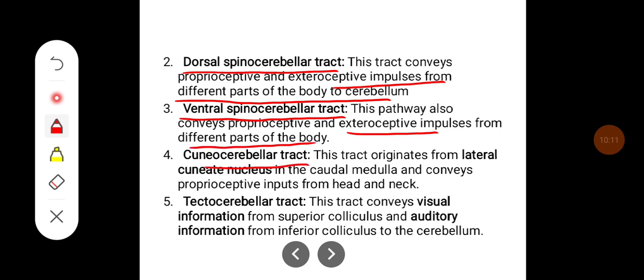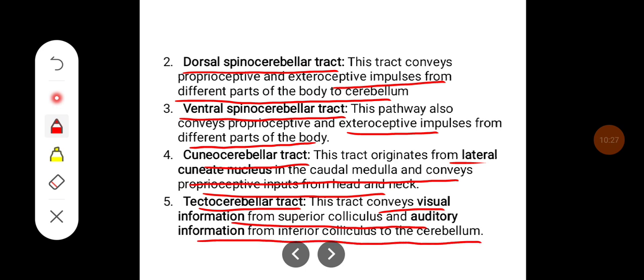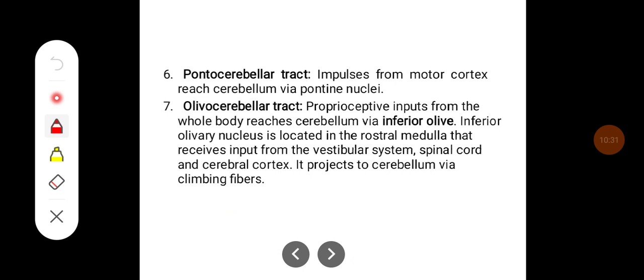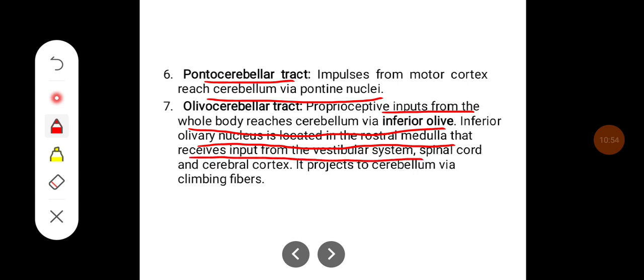The cuneocerebellar tract originates from the lateral cuneate nucleus in the caudal medulla and conveys proprioceptive inputs from the head and neck. Whereas the tectocerebellar tract conveys visual information from the superior colliculus and auditory information from the inferior colliculus to the cerebellum. Pontocerebellar tract: impulses from the motor cortex reach the cerebellum via the pontine nuclei. Olivocerebellar tract: the proprioceptive inputs from the whole body reach the cerebellum via the inferior olive. The inferior olivary nucleus is located in the rostral medulla and receives input from the vestibular system, spinal cord and cerebral cortex. It projects to the cerebellum via climbing fibers.